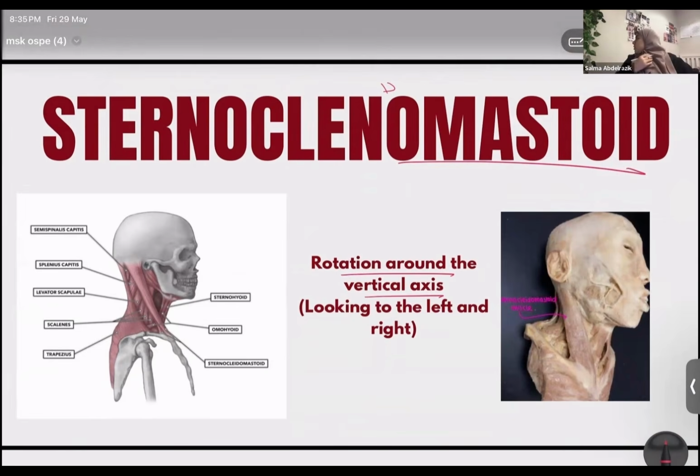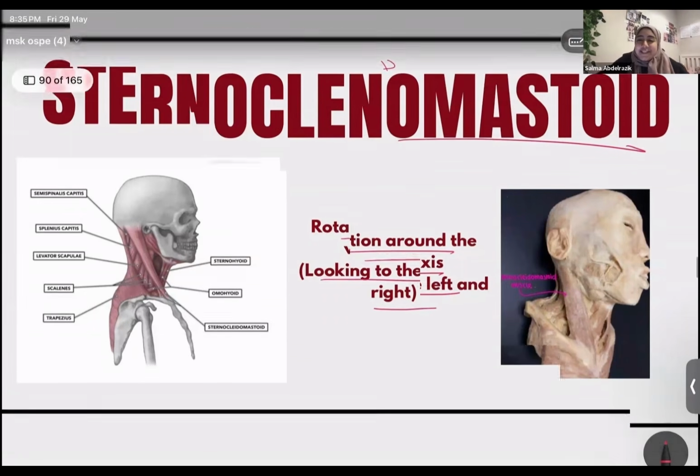So for example, imagine I'm looking this direction. To turn that way, my sternocleidomastoid contracts. Okay, I'm looking to the right, so my left one needs to contract. So I turn left. It's so cute, guys. I love it. So looking left and right, the muscle that allows you to do this is the sternocleidomastoid. And that's all you need to know about it.